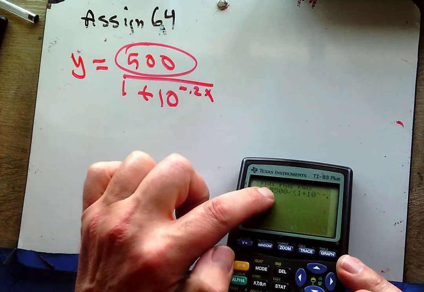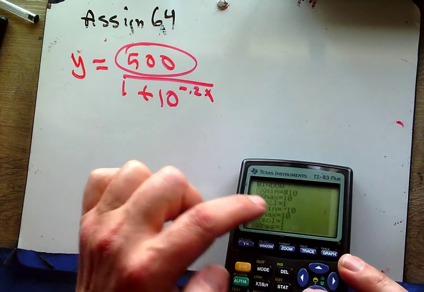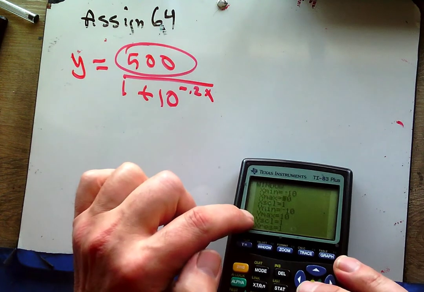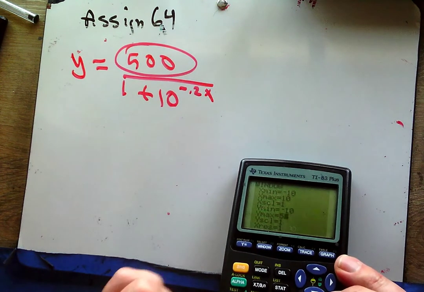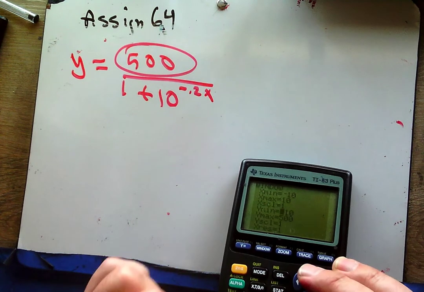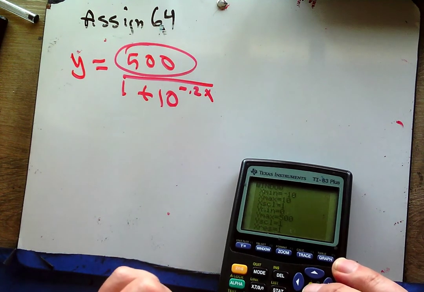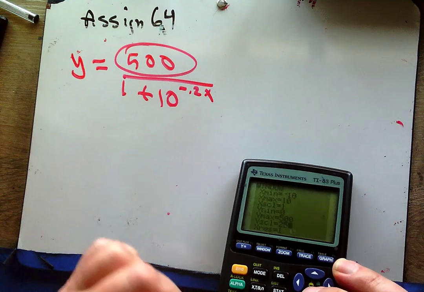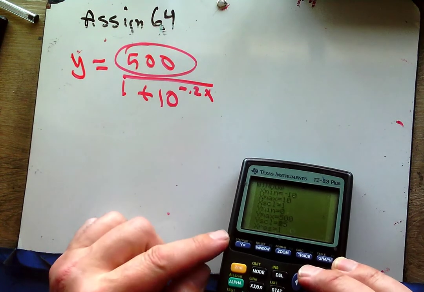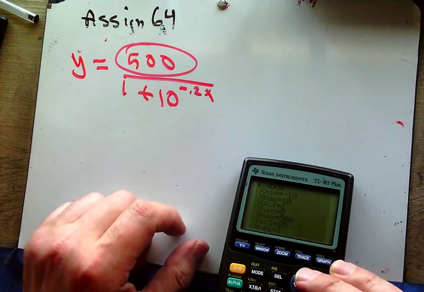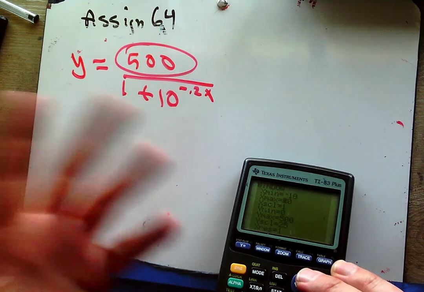By the way, you know the carrying capacity is 500, so having a y max of 10 is probably not very useful. 500, 0, steps of 25 or 50 might be better. And then what about x values? Well, I don't know. Negative 10 to 10 might be fine.